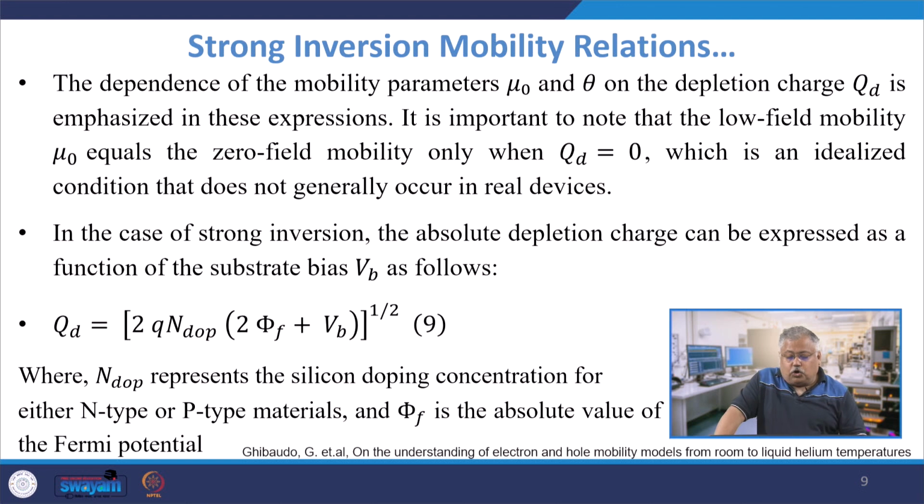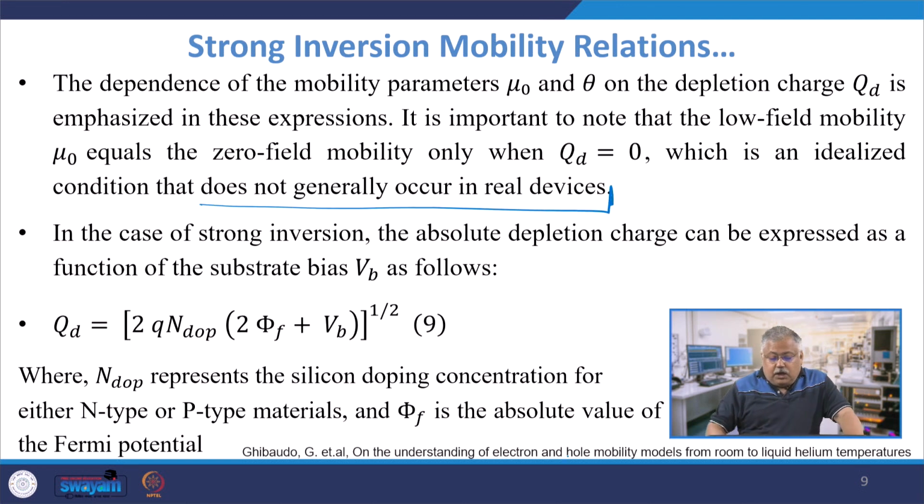Now let me come to the strong inversion mobility model. There is a dependency of the mobility parameters mu 0 and theta on Qd, where Qd is the depletion charge. You also need to understand that when Qd equals 0, when the depletion charge is actually equal to 0, this obviously does not happen, as I discussed with you. It will never generally occur in real devices. When Qd equals 0, we refer to mu 0 as the zero field mobility, and again, this is a sort of extrapolation, it is not the actual sense which you will see.